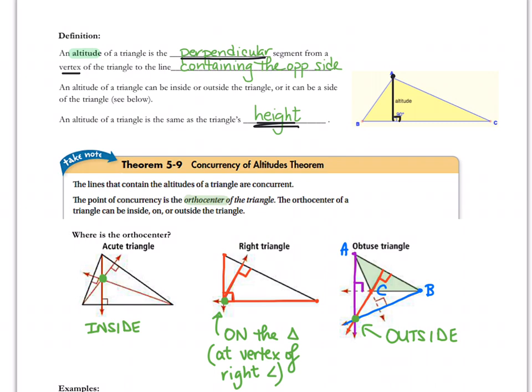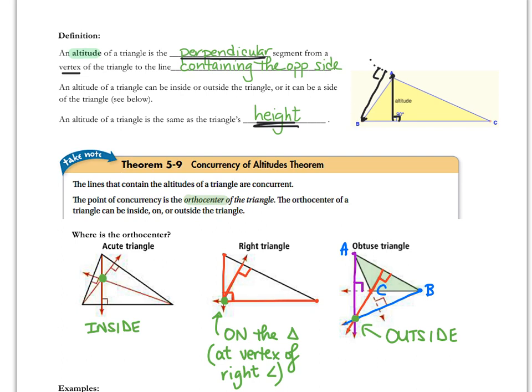So an altitude can be inside, outside, or on the triangle. It depends on the kind of triangle that you're looking at. So for example, if you were drawing the altitude from B to the opposite side AC, because that's an obtuse angle, we have to stretch that out a little bit, and the altitude would actually lie outside of the triangle. Now it turns out that the altitudes are also concurrent, so all four of those segments that we've talked about, when you draw the three of those segments in the triangle, each one of them has a point of concurrency.